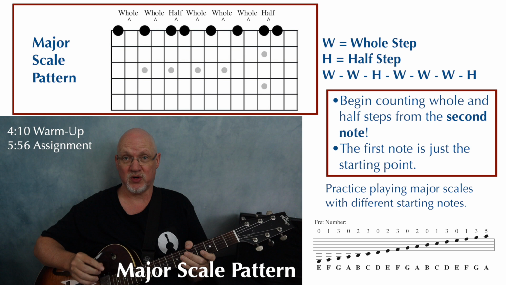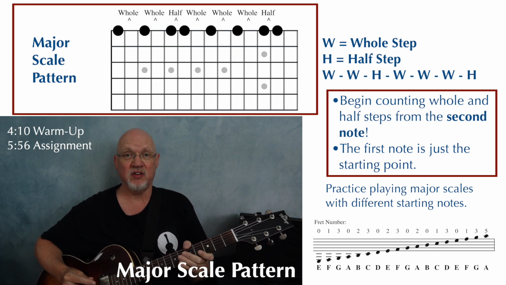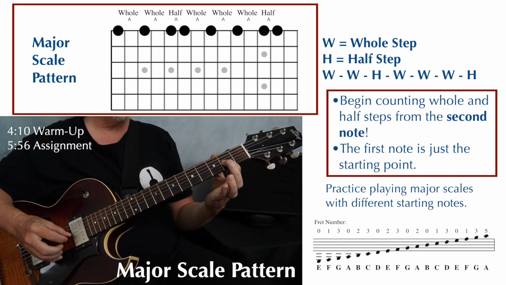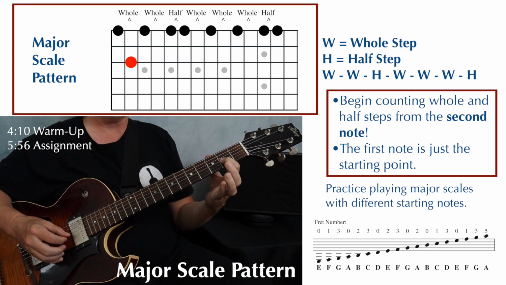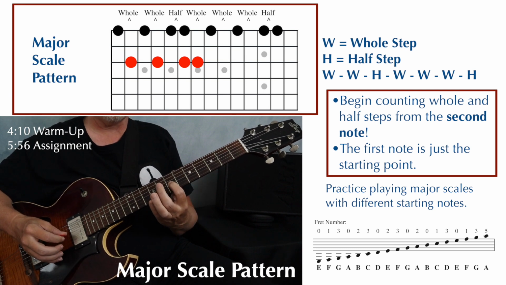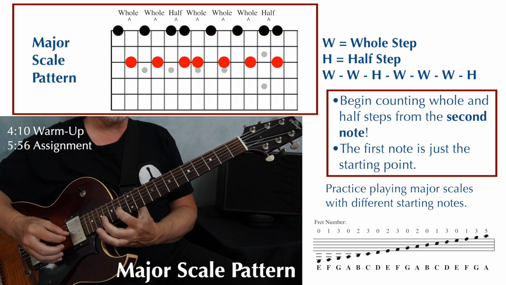And you can do this starting on any single note. And as a matter of fact, that's what I'd like you to do. Add some random single string major scales into your warm-up. So for example, you could start on the 3rd string, 2nd fret. That'll be an A. This would be an A major scale. So there's your starting point. And then start counting whole, whole, half, whole, whole, whole, and half.